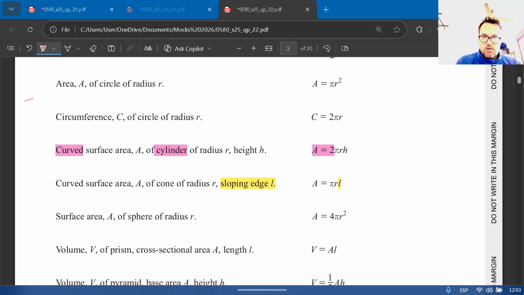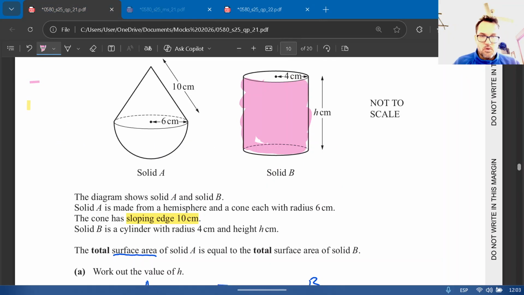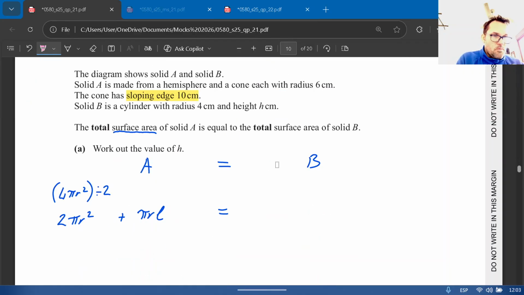And what was that? That was 2 pi r h. Good. We got pi, we got r, a radius, and h. 2 pi r h. Okay. But that is only the curved part.